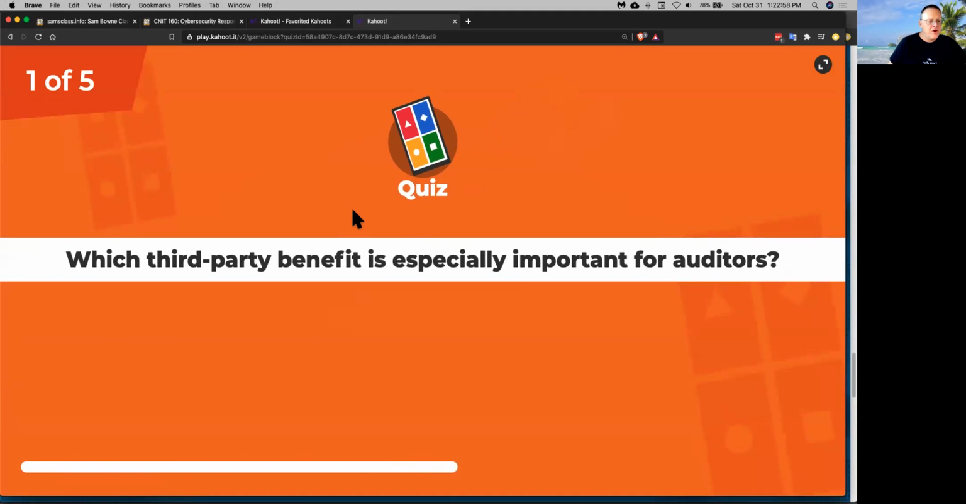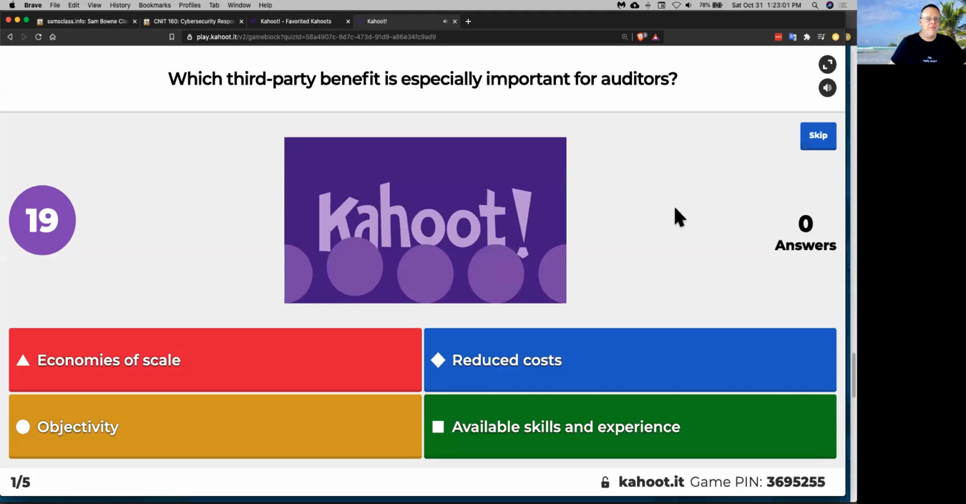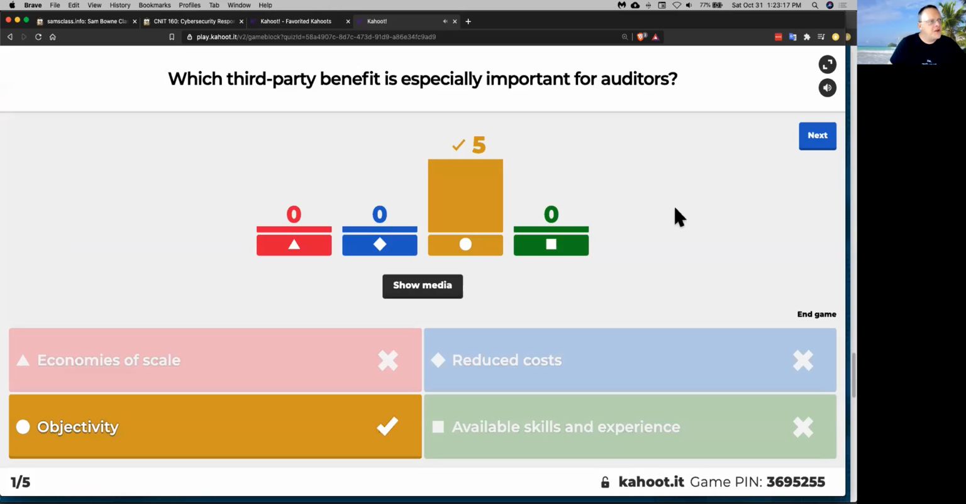All right. What's the third-party benefit that auditors like? Right, objectivity, this is really important. For example, right now in the federal government, there's a huge problem. The people like the FBI director don't dare to tell the truth to the president because he'll fire them. And that's the sort of pressure that an external company won't have. So you'll have more objectivity. They won't be inhibited by the internal politics of your company.